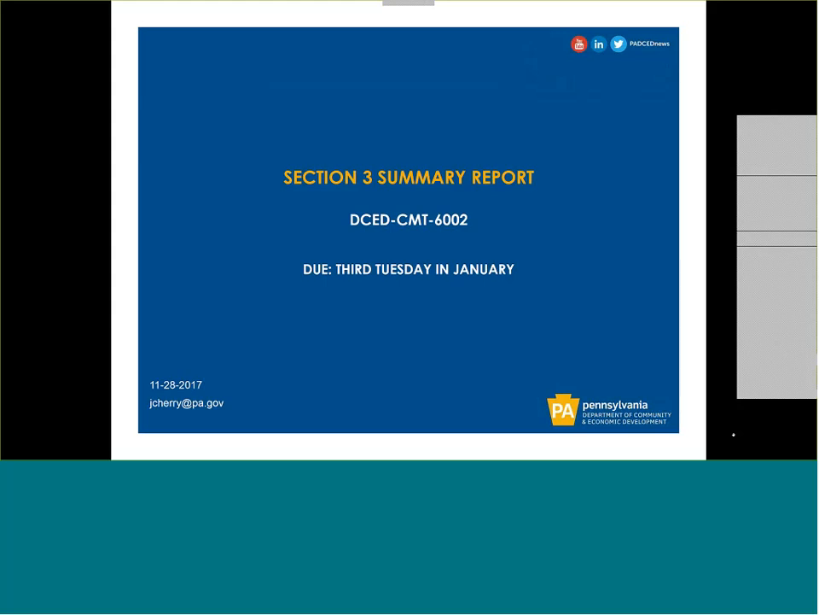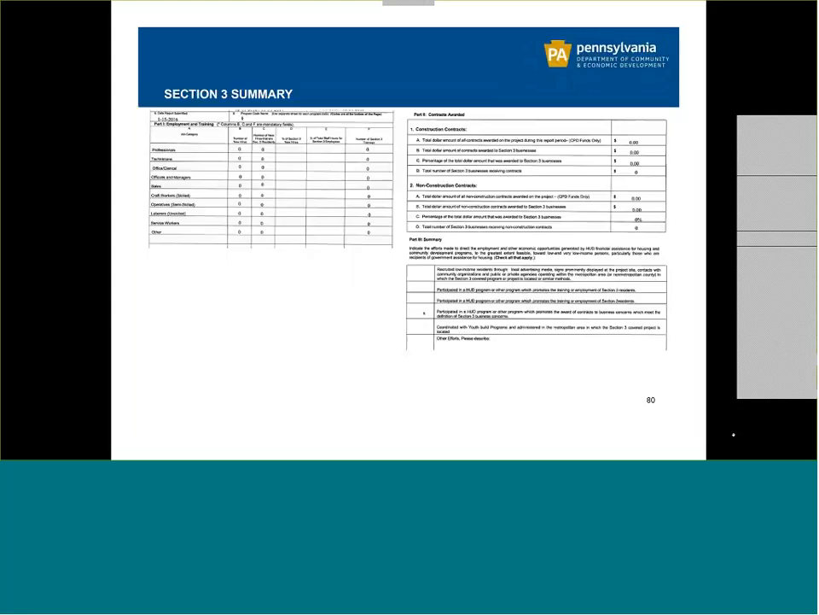And moving on to our Section 3 summary report, and this is an annual report due the third Tuesday in January, so it runs from January 1 through December 31st. Just going over a couple good examples here. This good example is a report that's entirely filled out, all sections, Parts 1, 2, and 3. And Part 3 is the key, in that we see a lot of people forget to complete that section. So you just want to make sure that you either check a box, or describe other efforts if you have any that are not listed there.